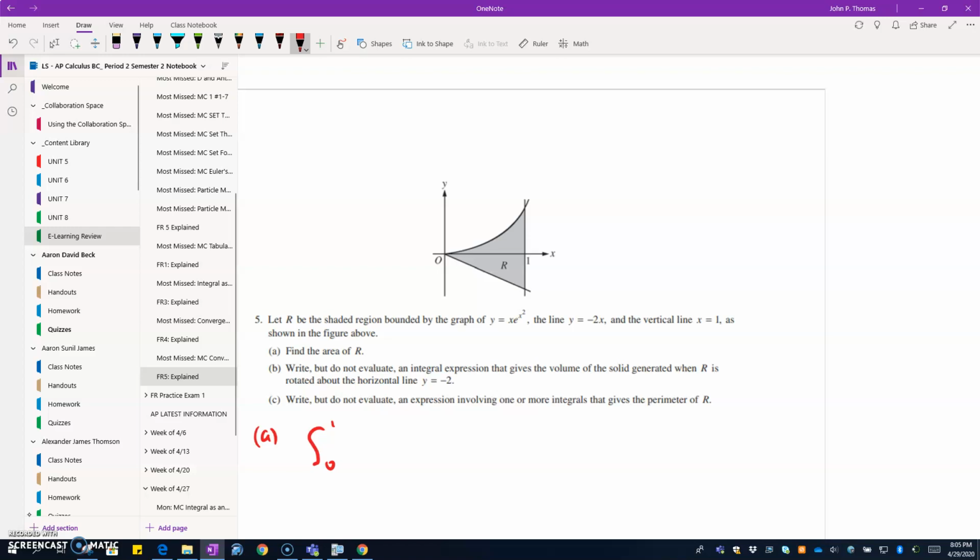All right, so on these, we should be able to tell that the top function is the x e to the x squared. The bottom function is our negative 2x. So we're going to have x e to the x squared minus the negative 2x. So we're going to have plus 2x, and all of that dx. All right, so that should give us the area of the region. So we're going to go ahead and start working through that.